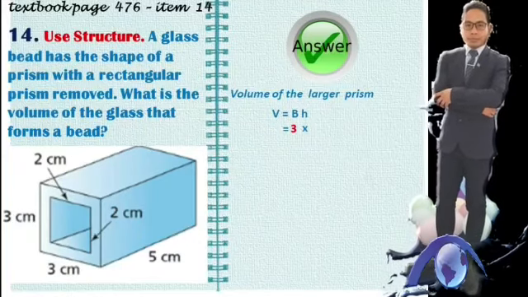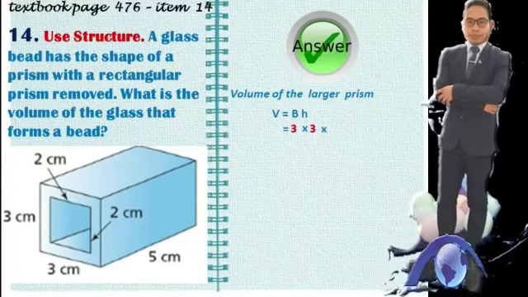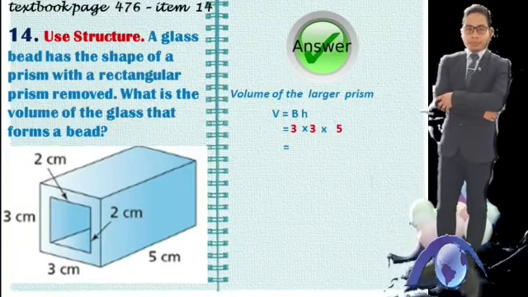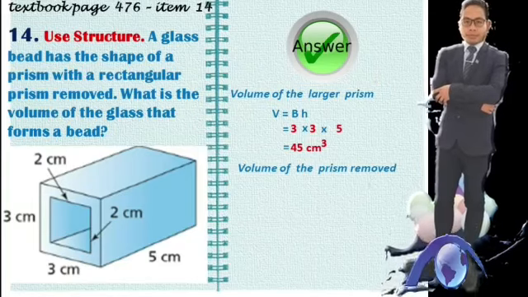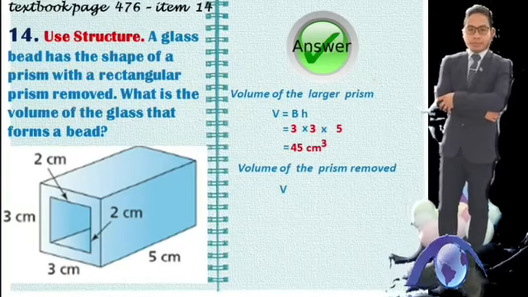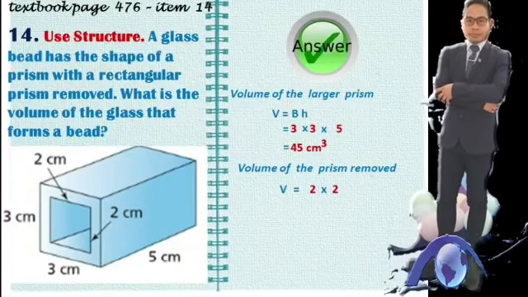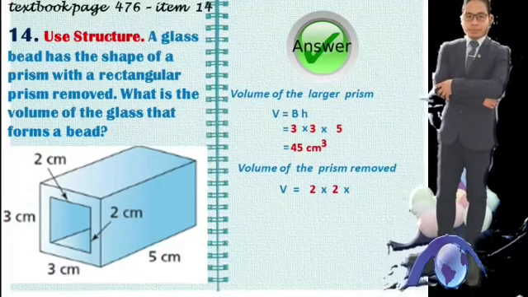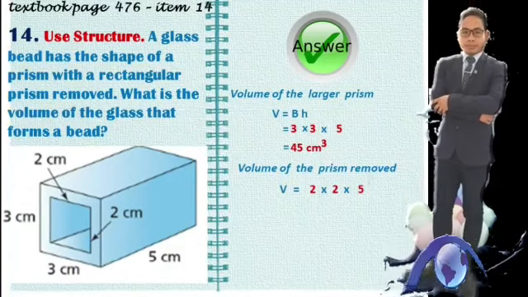The side lengths of the base are 3 and 3, times the height of the prism, which is 5. Multiplying them together, it gives a product of 45 cubic centimeters, and this is now the volume of the larger prism. Now let's find the volume of the prism removed. Using the same formula, volume is equal to the area of the base times the height. The area of the base is 2 and 2 times the height of the prism, which is 5. It gives a product of 20 cubic centimeters. This is now the volume of the prism removed.